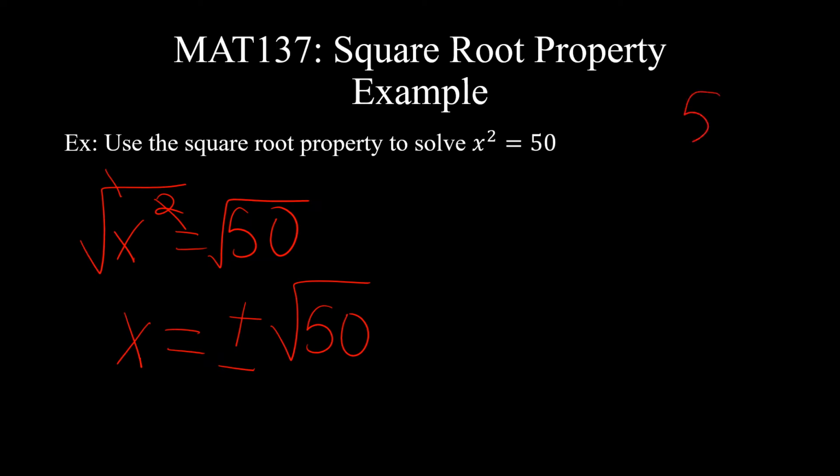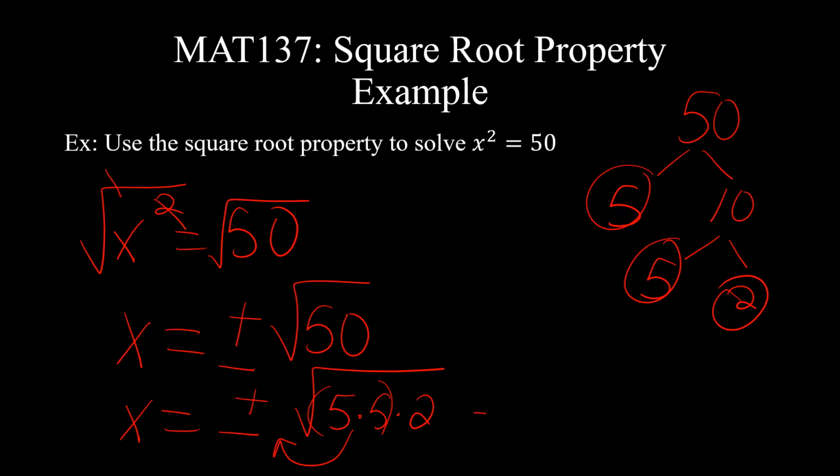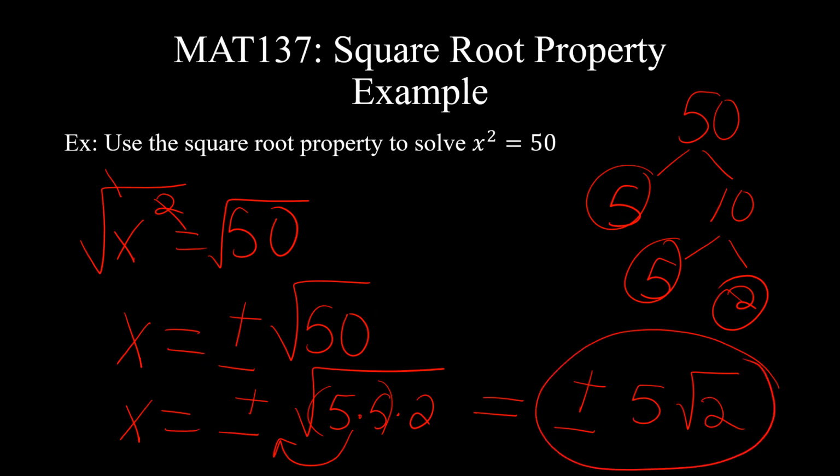Now we know we can simplify this a little bit. So I need to factor 50. I know 5 times 10 is 50, 5 is prime, 10 is not, so 5 times 2 gives me 10. Both of these are prime, so I've fully factored this. So x equals plus or minus the square root of 50. I'm going to rewrite that as x equals plus or minus the square root of 5 times 2. My index is 2 here, so I can pull out pairs of numbers. My 5 is going to come out. I don't have a buddy to go with my 2 here, so my 2 has to stay under the radicand. So this will simplify down to x equals plus or minus 5 square roots of 2. So the square root property, again, really nice.